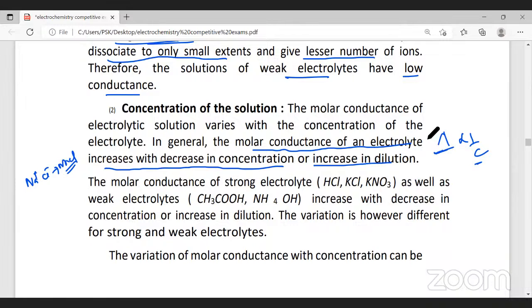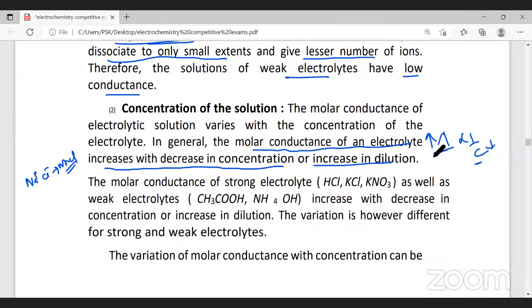Molar conductance increases with a decrease in what? Concentration. What do you mean by that? If you dilute it, the concentration decreases. That is why they say on dilution, conductance increases. On dilution, concentration decreases. Therefore, conductance increases. Did you follow this?